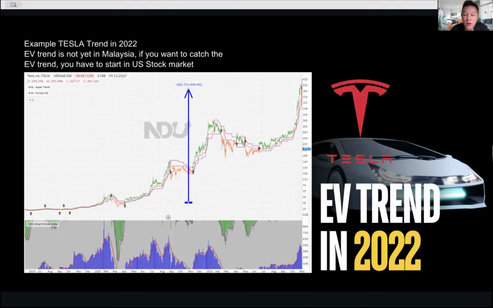So if you don't know how to trade US stock, you miss this opportunity. Understand? If you know how to trade US stocks or have experience, maybe during this period you are able to catch this Tesla stock and make a lot of money from it. And I notice a lot of people do this. They make money from Tesla and then they buy the Tesla car. And then they say, oh, the stock gave me a free car. Understand what I mean?